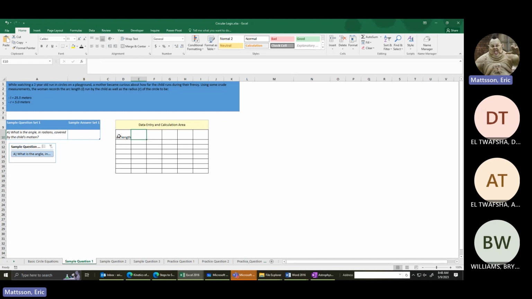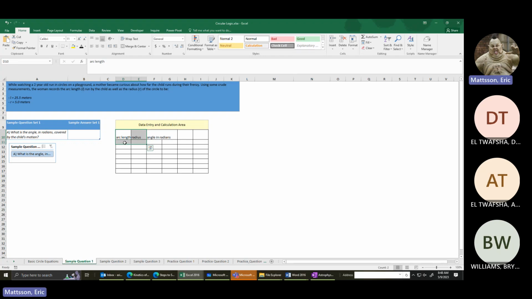So I'll put that in here, and I have a radius value. And then what's missing is the angle in radians. So I'll put that last. Again, whether you put that first or last doesn't make any difference.